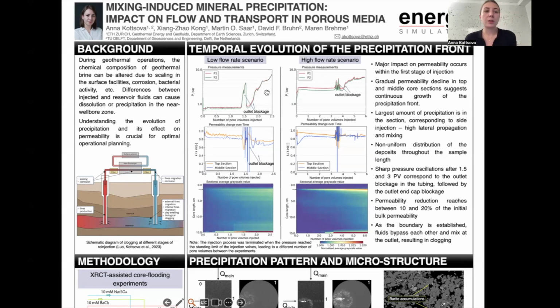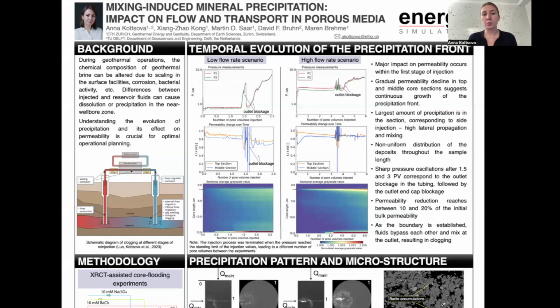So first, to give you a little bit of the background, when we talk about geothermal operations, one of the most common processes is reinjection of produced brine back into the reservoir. And during geothermal operations, there are multiple processes happening in the surface facilities, which can alter the composition of the geothermal brine. For example, corrosion, bacterial activity, or scaling.